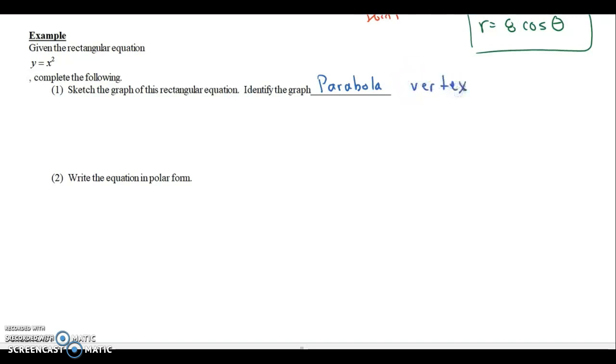So if I have y equals x squared, identify the graph, that's your basic parabola. Your vertex can be right there at 0, 0. And this is going to open up as well, because it's going to be a positive value. It's going to open up. So your quick sketch is going to look like this.